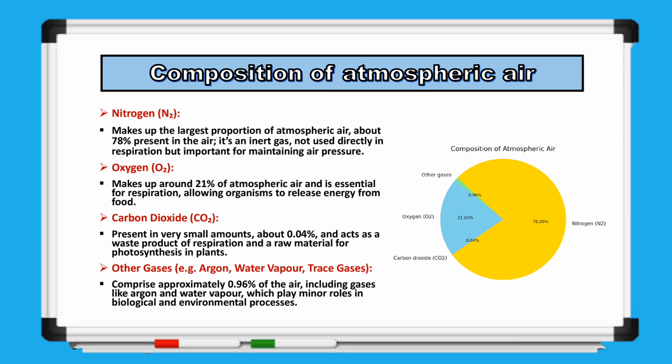So overall, when we look at the pie chart, we can see that nitrogen and oxygen make up almost all of the air we breathe, while carbon dioxide and other gases form only a tiny part of it.